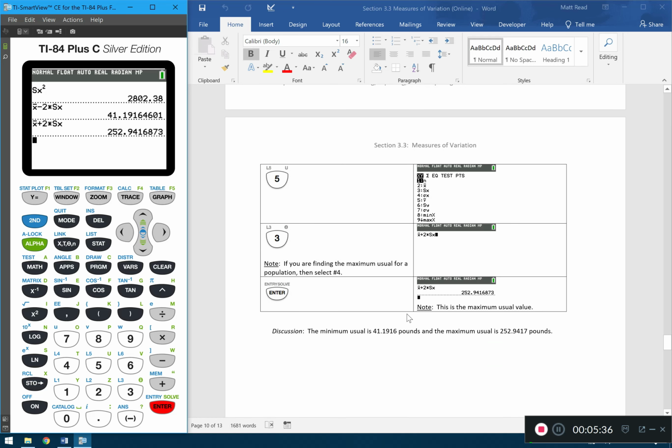Now, there is no rounding rule for min and max usual, so I'm going to be telling you what to round those to on any assessment. So as you see here, I rounded these to 41.1916, and don't forget your units of pounds, and 252.9417, and don't forget your units of pounds.